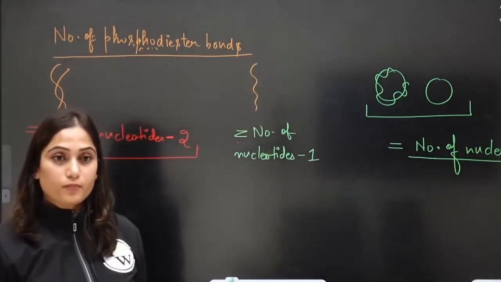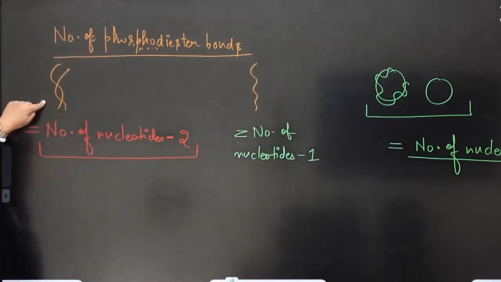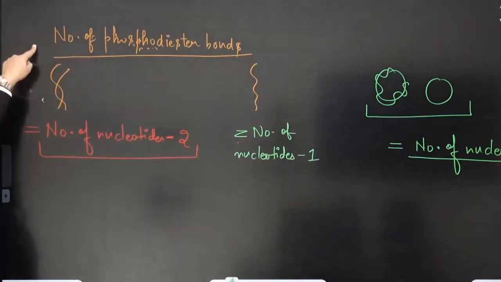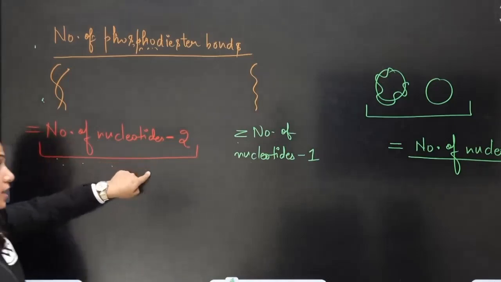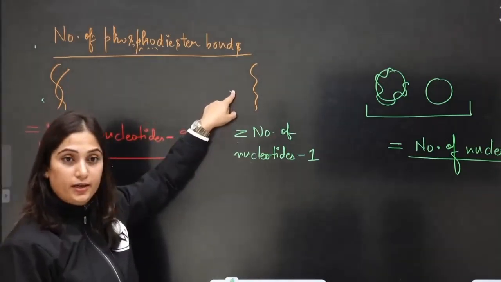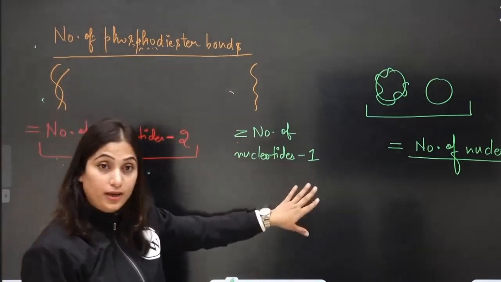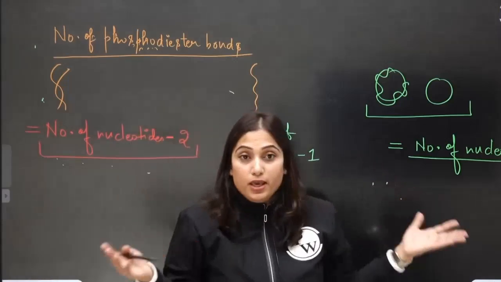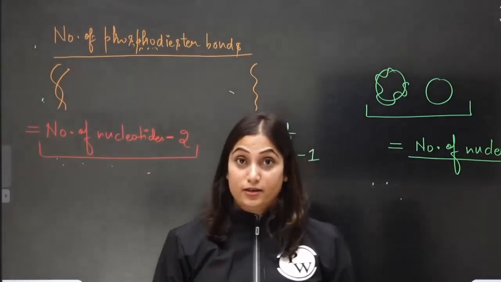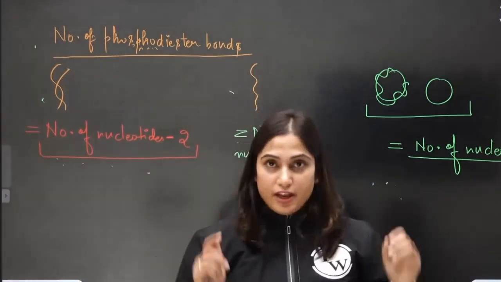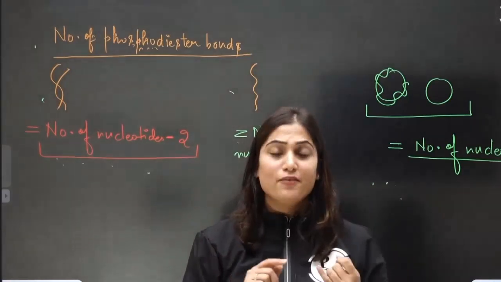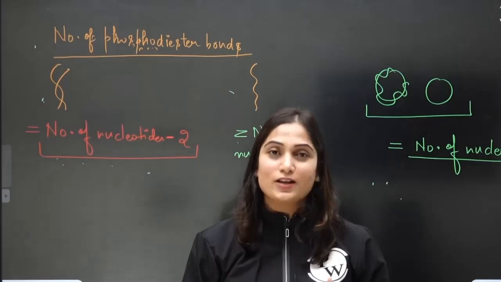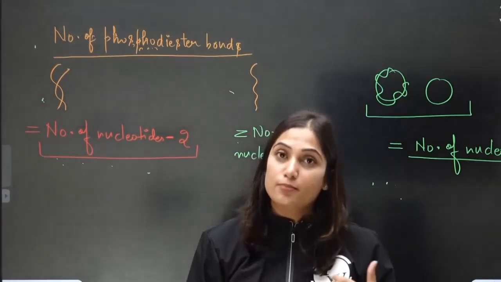In the DNA having the double-stranded linear condition, the number of phosphodiester bonds is equal to the number of nucleotides minus 2. In single-stranded linear DNA, it is the number of nucleotides minus 1. And in this condition, it would be equal to the number of nucleotides. But be very careful about what is given in the question. They have given the number of base pairs, or they have given the number of nucleotides or bases.